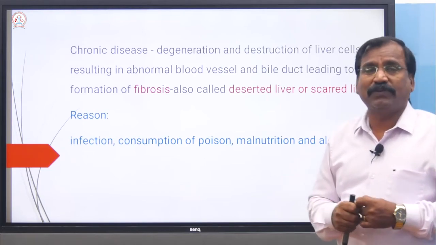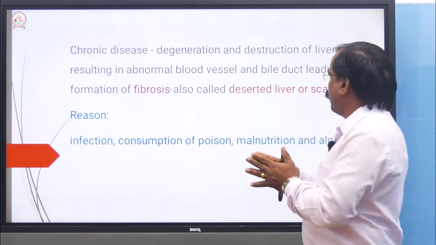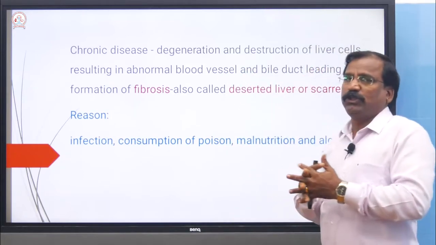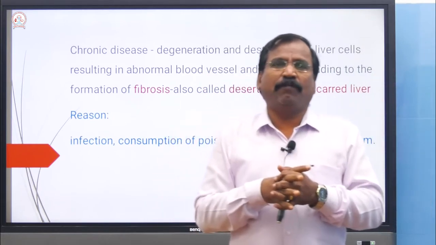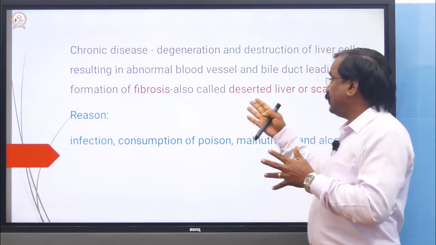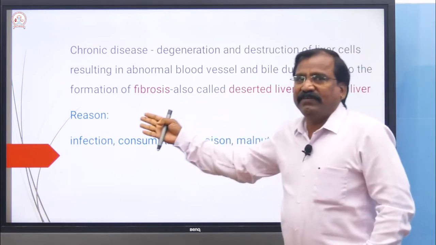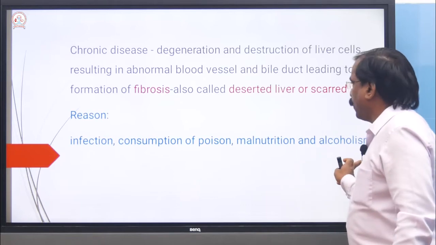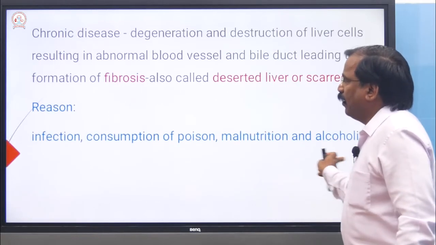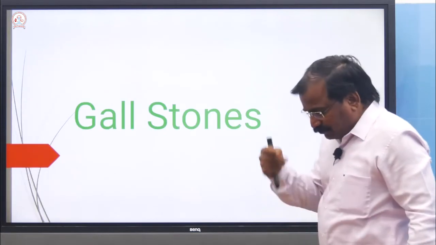I hope you can understand what liver cirrhosis is. Normal hepatic cells are converted into scar tissues, so that the liver fails in its normal function. That condition is called scarred liver. So the reasons: infection, consumption of poison, malnutrition, and alcoholism. Okay, that's all. The next disorder.